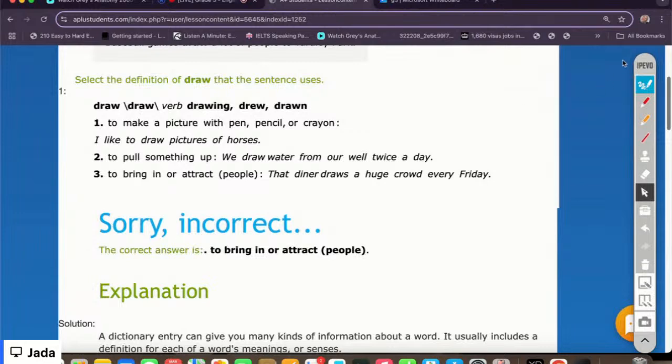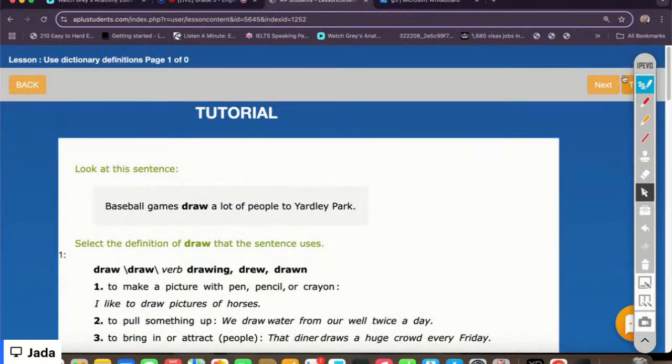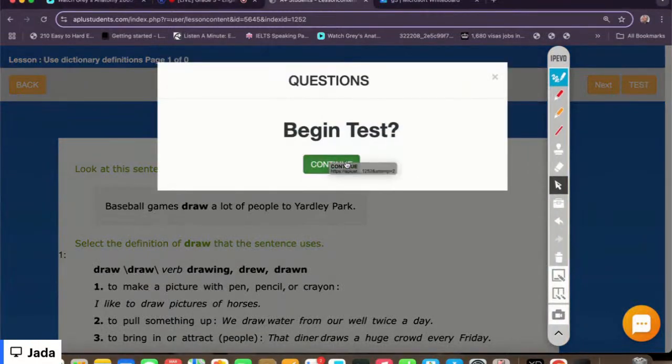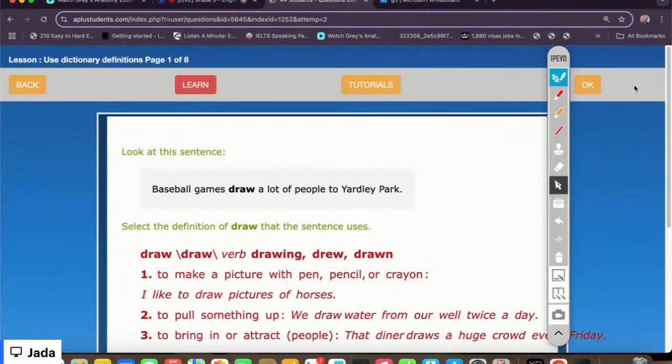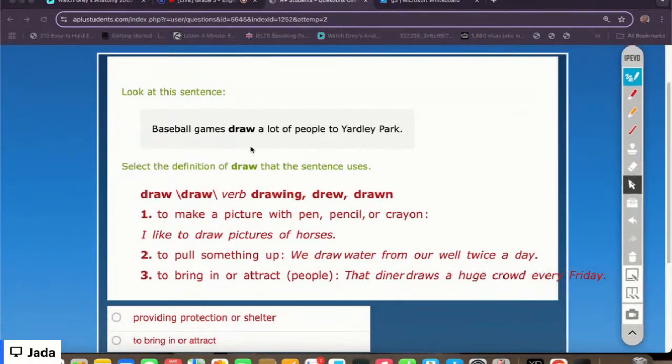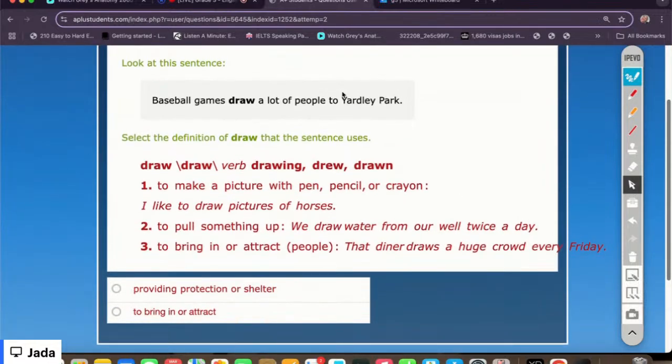All right, so we'll move on to the last lesson, which is use dictionary definitions. Okay, so we have to use the definitions from the dictionary. We have: baseball games draw a lot of people to Yaddle Park. Now look at this definition of draw and tell me which is the most suitable definition for draw in this sentence. Is it the first or second: providing protection or shelter, or to bring in or attract? Which of them?